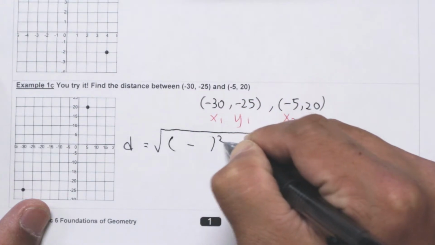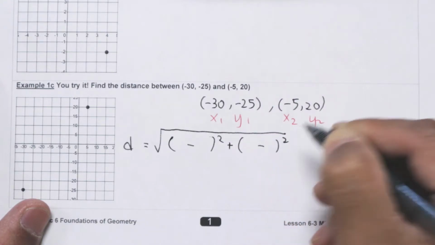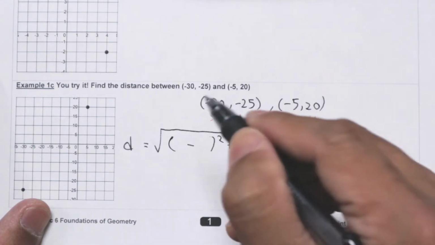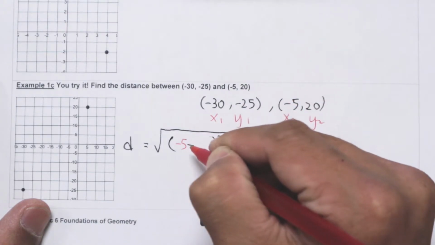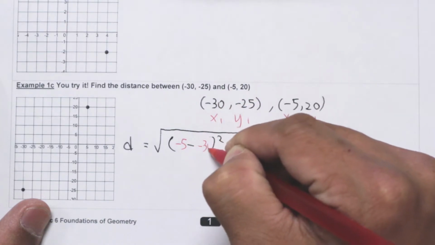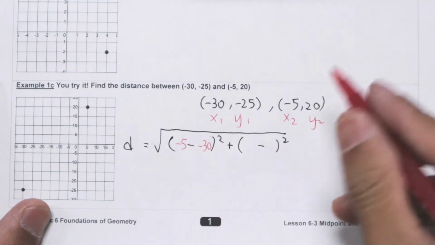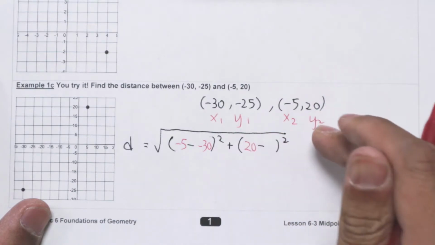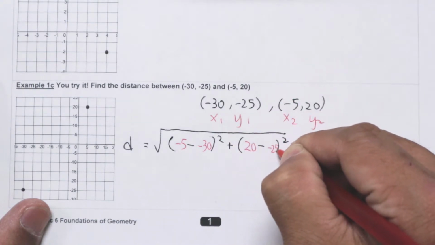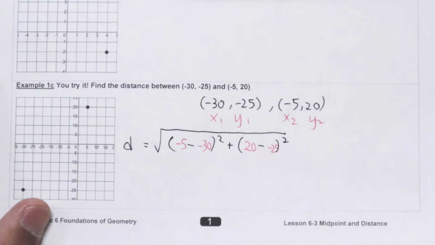The x subtract square plus the y subtract square. So it should be x sub 2 minus x sub 1. So you're going to replace x sub 2 on the first slot, x sub 1 on the second slot. Again, watch out for double negatives. And then on the second parentheses, you subtract y sub 2, which is 20. And then the y sub 1 is negative 25. Again, watch out for the double negatives.